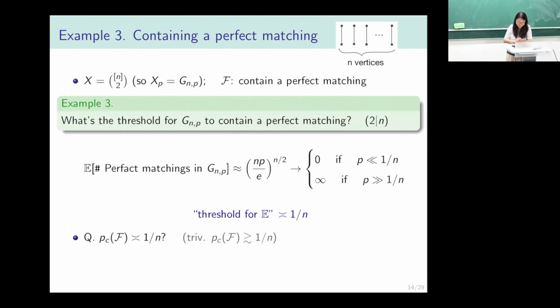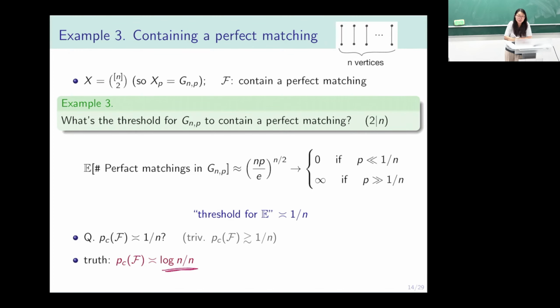So we start from the same place. The expected number of perfect matchings in G(n,p) is like this. Let me skip the computation, but from this computation, we know that the threshold for the expectation this time is about 1 over n. So 1 over n is again a trivial lower bound. So we can ask this question, is the threshold equal to this trivial lower bound, 1 over n? And the answer is no. The truth is the threshold for a perfect matching is log n over n.